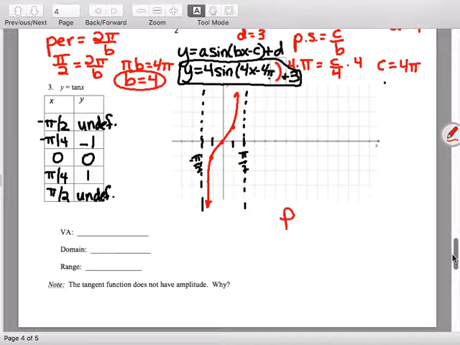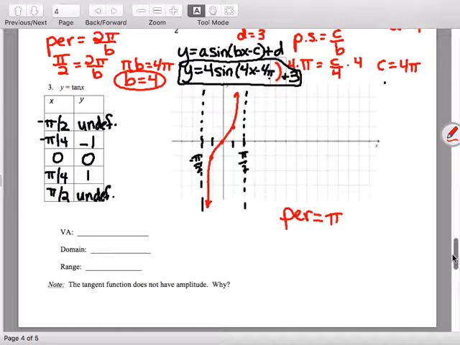The period length is how long it takes to repeat the cycle. Well, this is repeating from negative pi over 2 to pi over 2. So what is that distance? Pi. Okay, so the period length is pi.